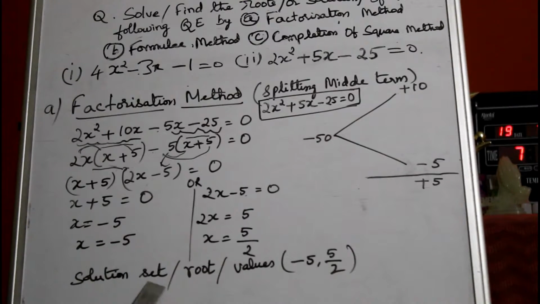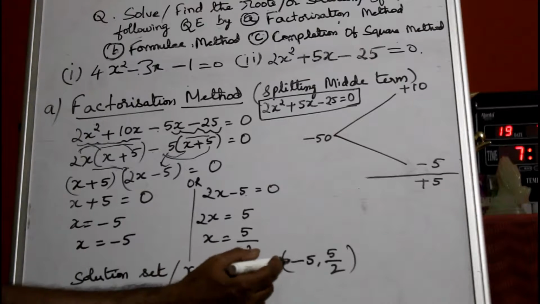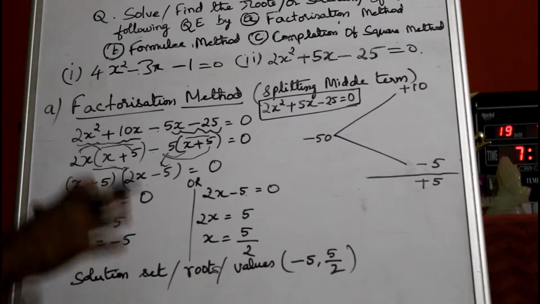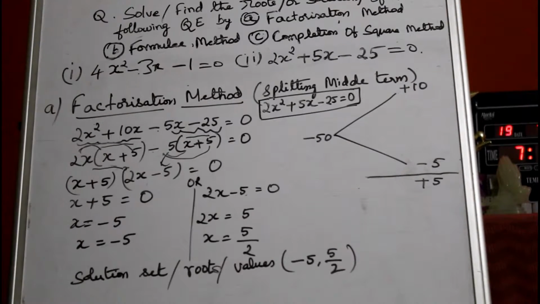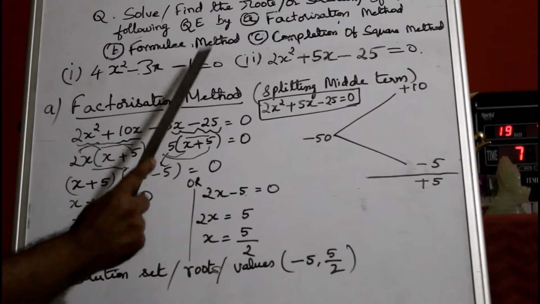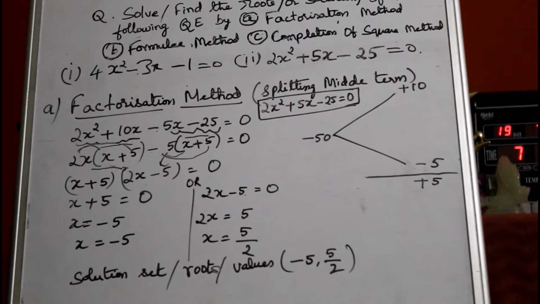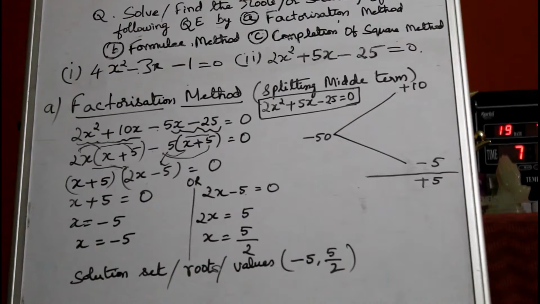Therefore the solution set, because it's a quadratic second degree equation, we have two solutions or two roots, or two values. The solution set, roots or values, is minus 5 and 5 by 2. This is the first method. Mostly this method is followed for factorizing and finding the value. The second method is called the formula method, which we'll look at now.